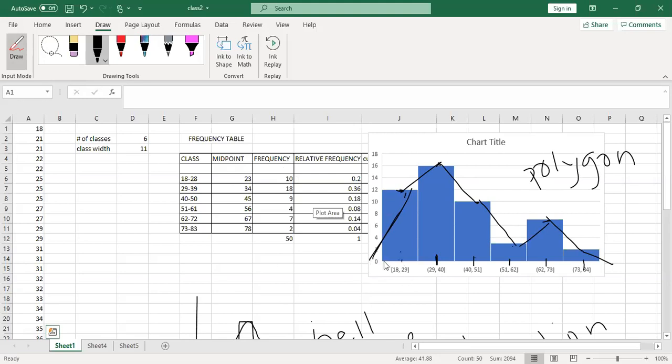Be careful, make sure that your graph's y-axis starts at 0. Otherwise, it's going to be deceiving because it's going to be out of proportion, disproportionate. If the y-axis doesn't start at 0, then be aware of that.